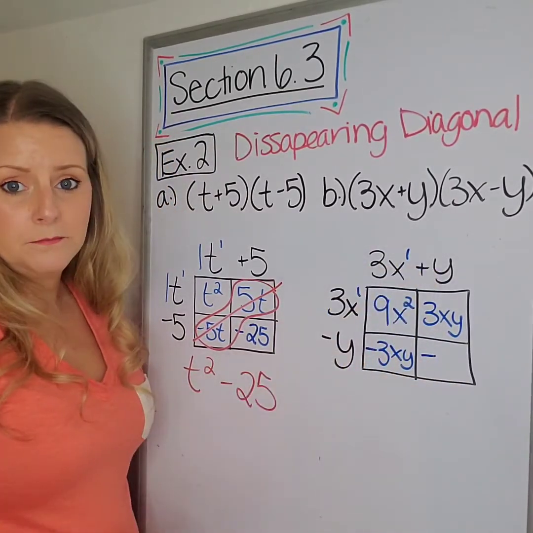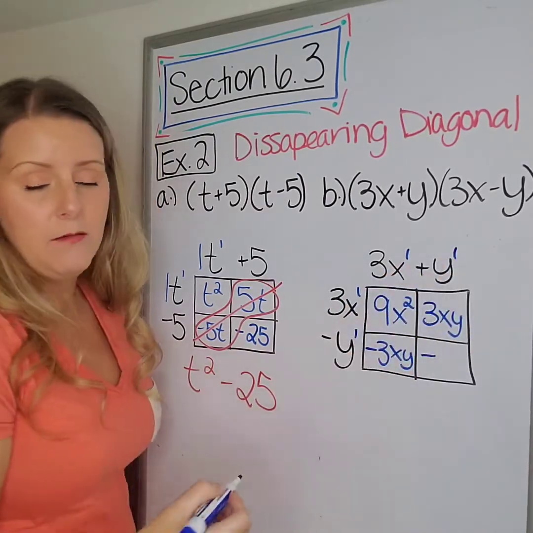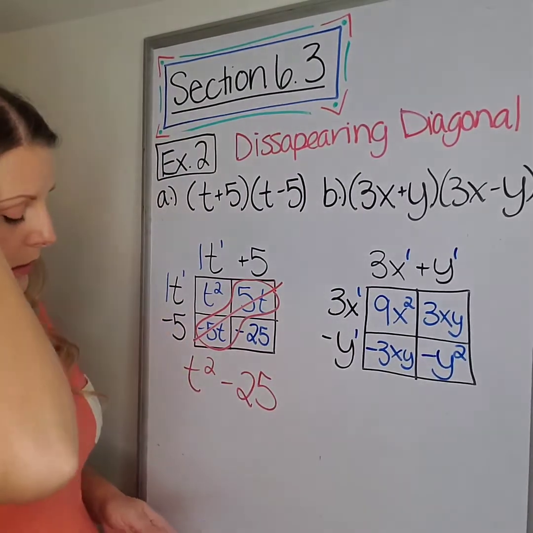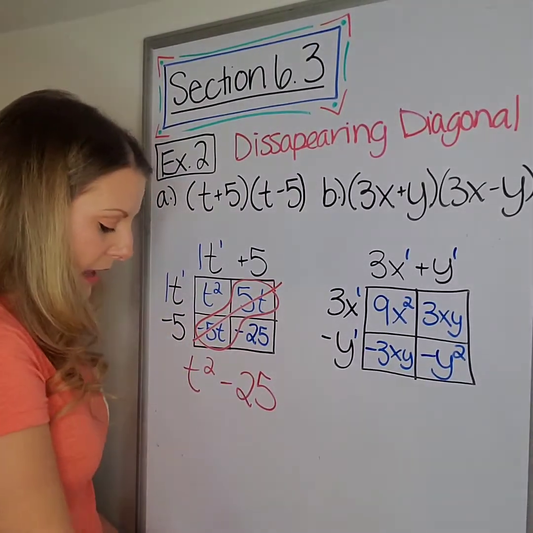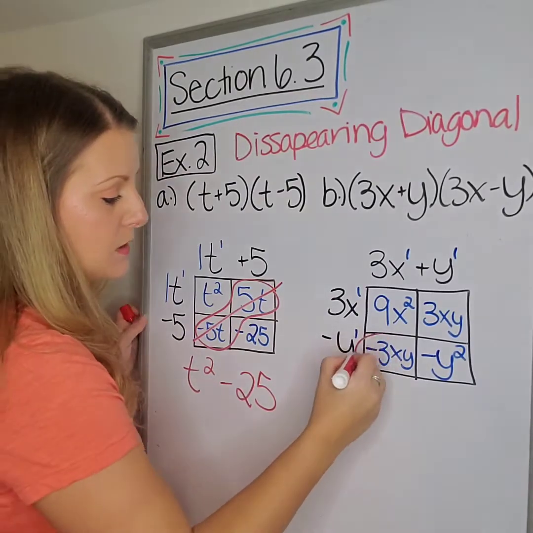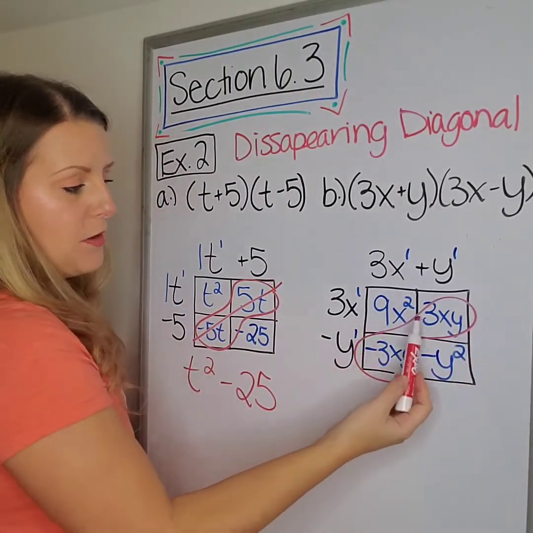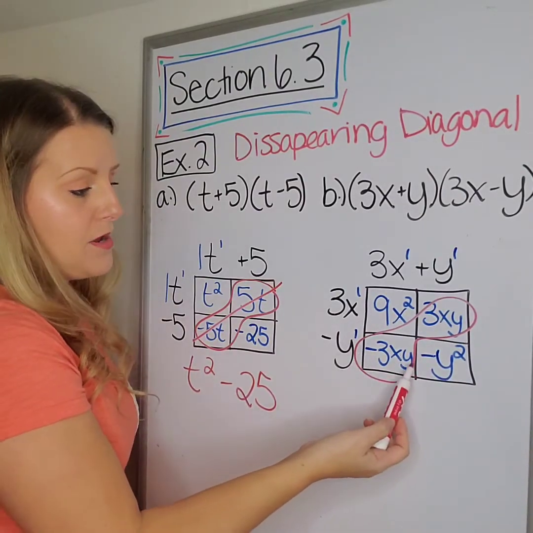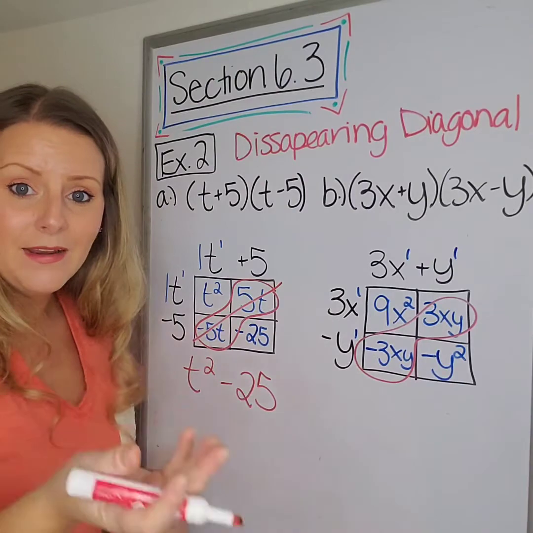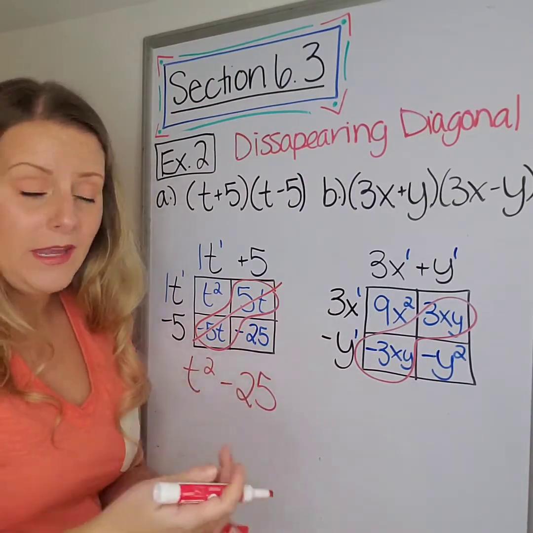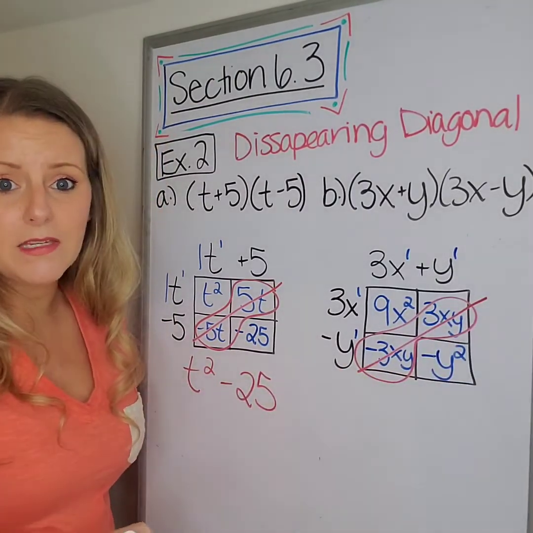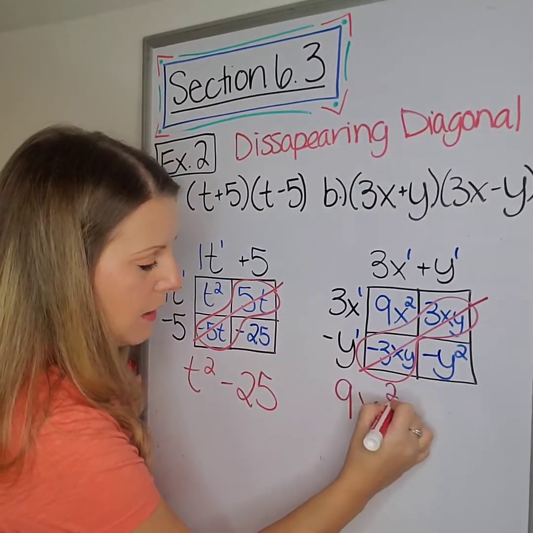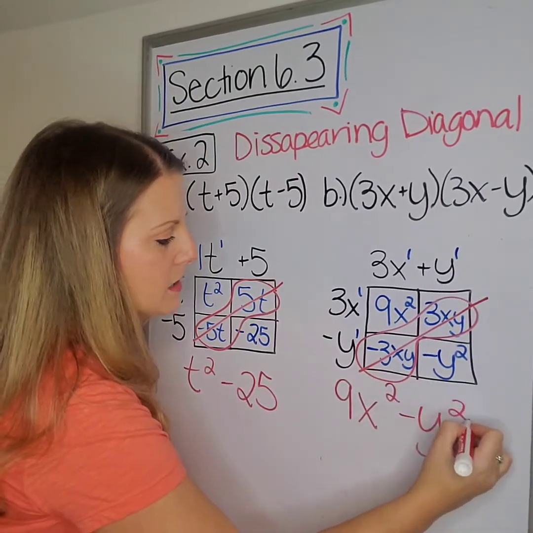And what's y times y? If you want to add the ones, you can. 1 plus 1 is 2. But y times y is y squared. Now again, look at the diagonals. We normally add the diagonals, but what happens when we add these? What happens with a 3xy plus a negative 3xy? Or a negative 3xy plus 3xy? A negative and a positive eliminate or cancel or disappear is what I like to call it. So disappearing diagonal, we're only left with the 9x squared minus the y squared.